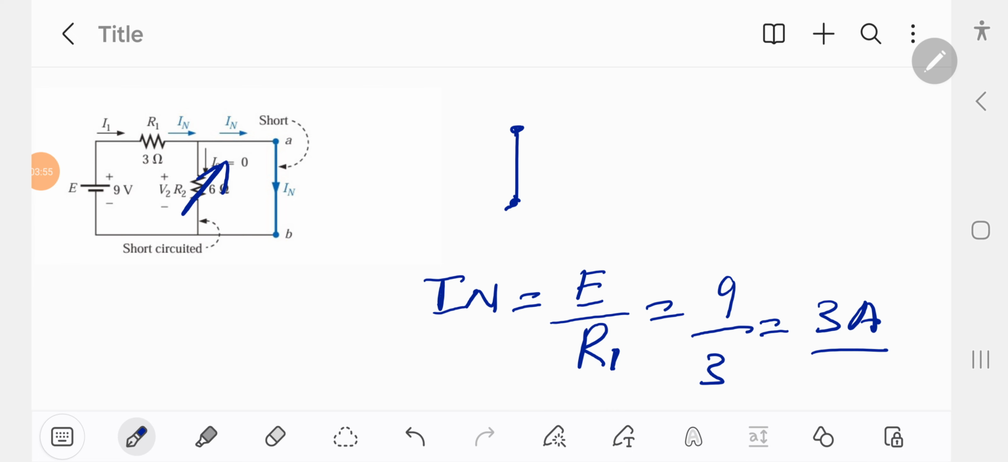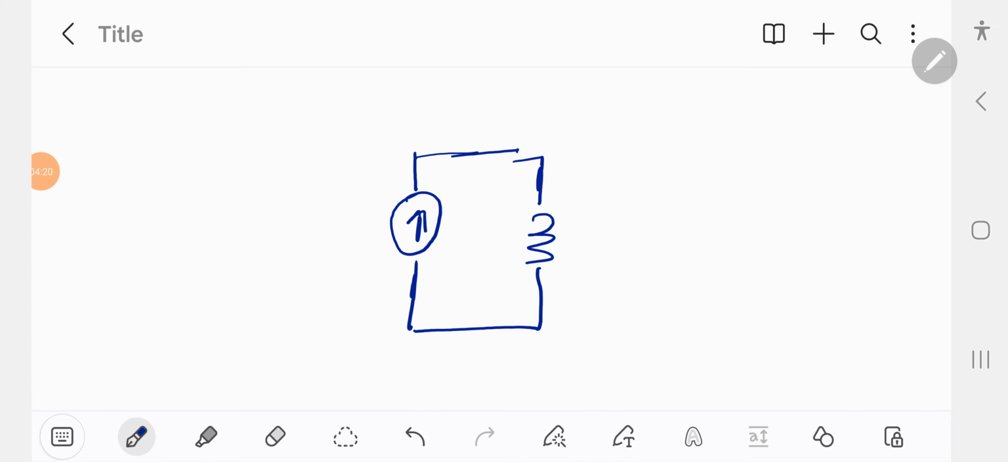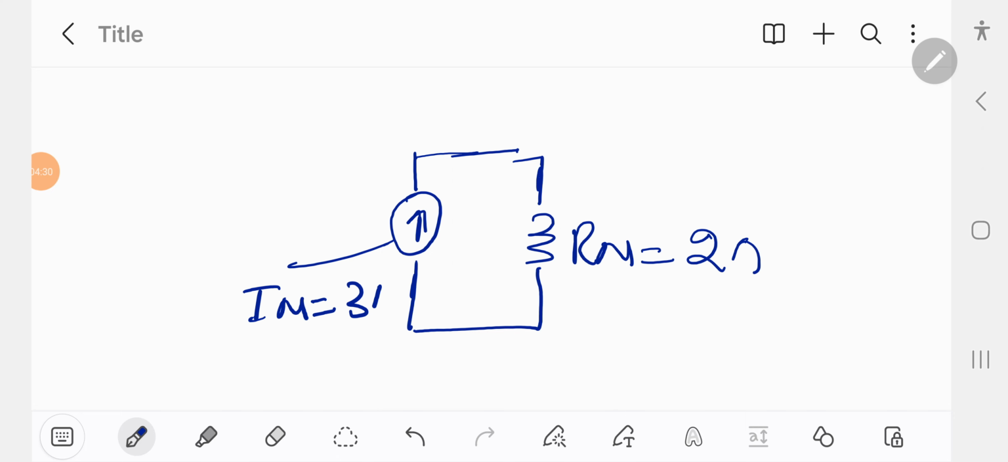Now we have found IN and Rn of the Norton equivalent circuit. So our Norton equivalent circuit will look like this: a current source IN of 3 ampere and a resistance of 2 ohm.